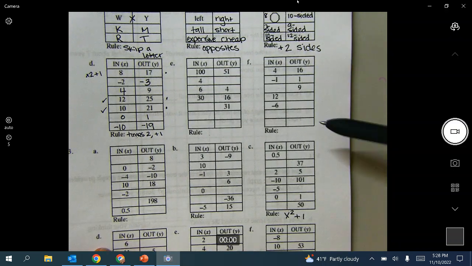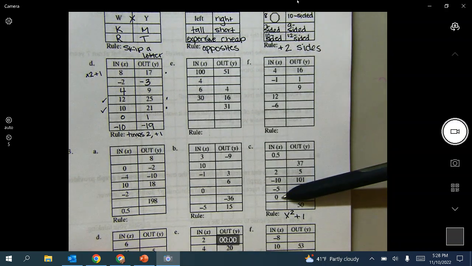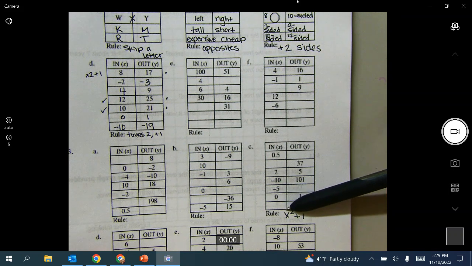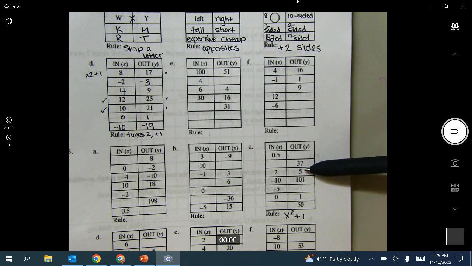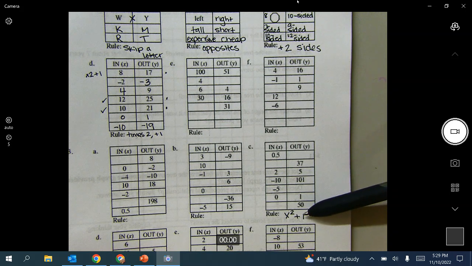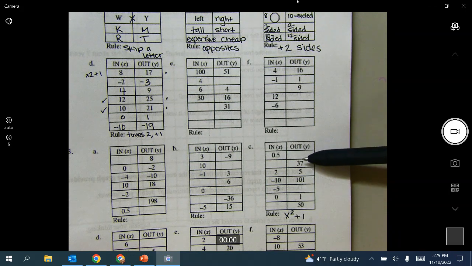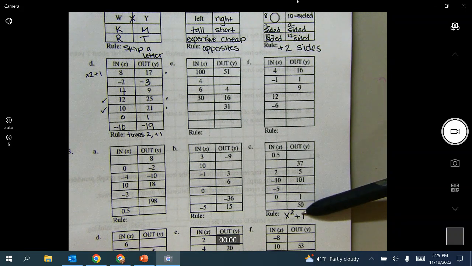Okay, I can use that here to check out my other answers. So here I have 0. 0 times 0 is 0. Plus 1 gives me 1. Okay, so for all three of these examples where I have complete clues, this works. So this has to be my rule. Okay, so from here, we're going to try and go backwards. Okay, I need to go back this way. So I'm going to do the opposite, which means I'm going to subtract 1 first.